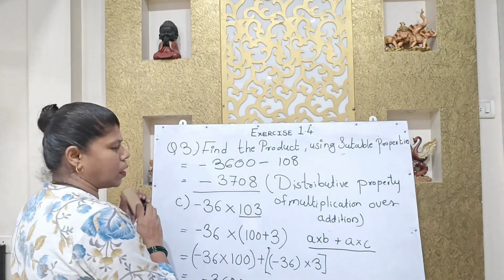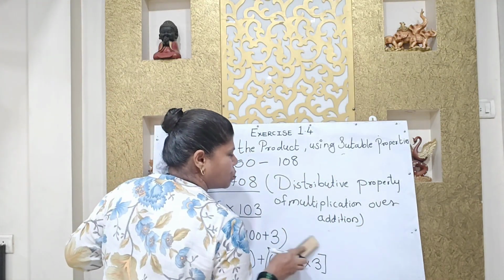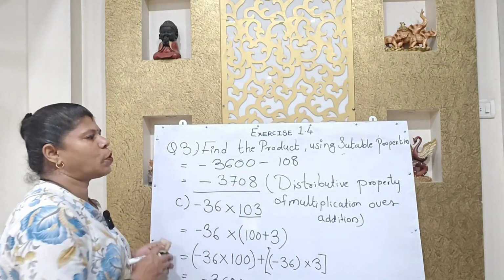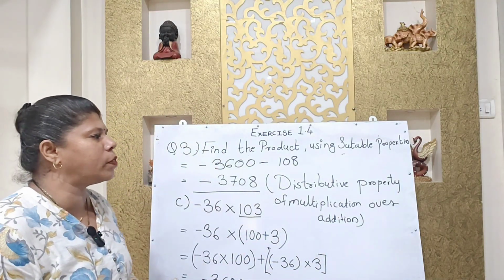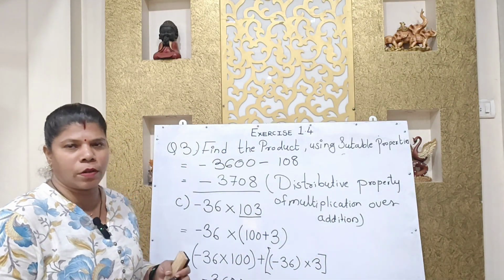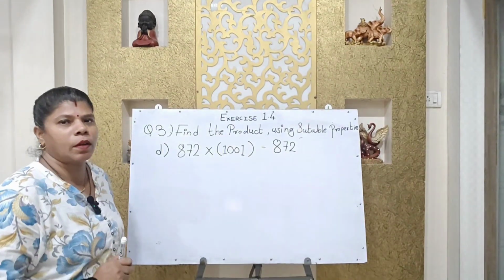You also have to write down the name of the property which you have used in this sum. So which property have we used? Distributive property of the multiplication over addition.